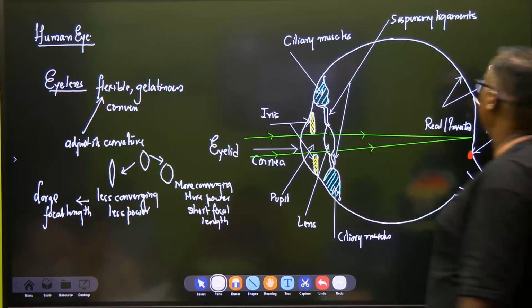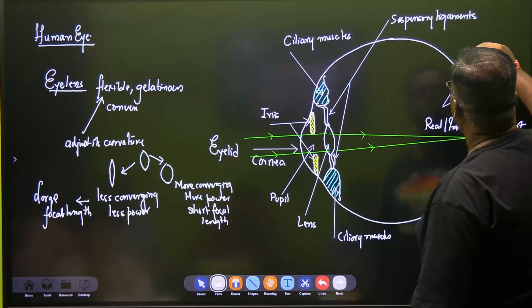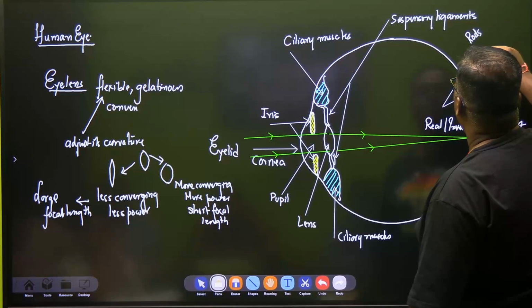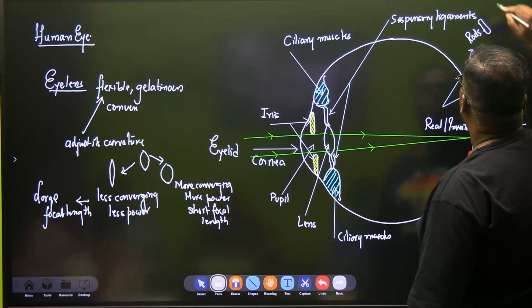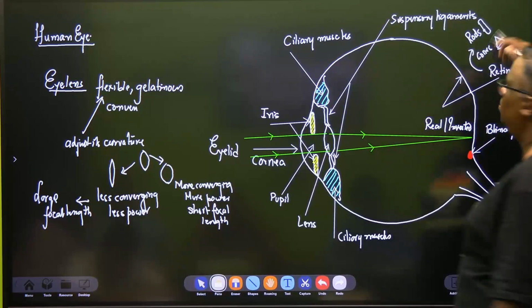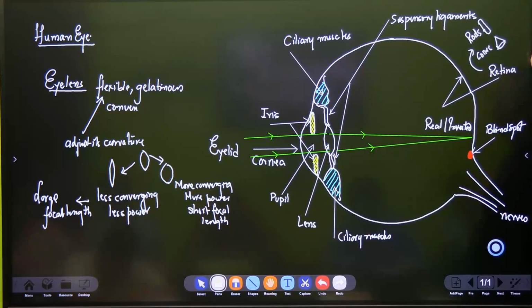This particular retina has some sensitive cells, and these cells are known as rods and cones. Rods are the cells which are rod-like in shape, and cones are the cells which are cone-like in shape. Cone stands for C, C stands for color.